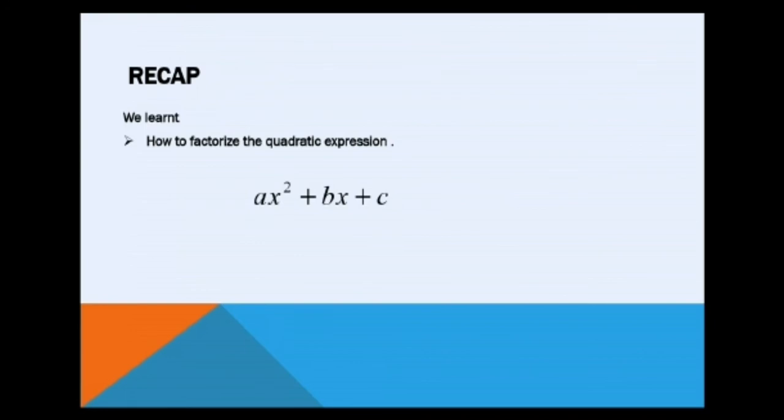Let's have a short recap. We learned how to factorize the quadratic expression, that is ax squared plus bx plus c.